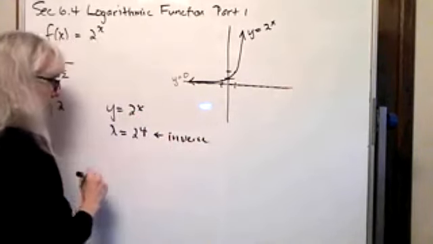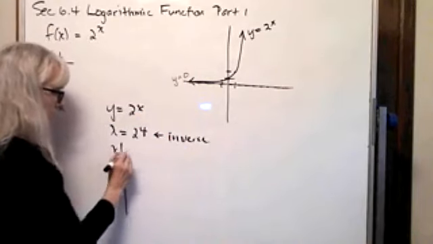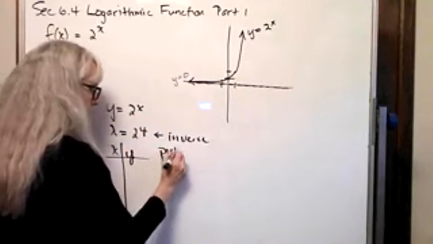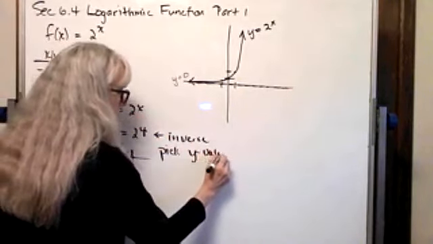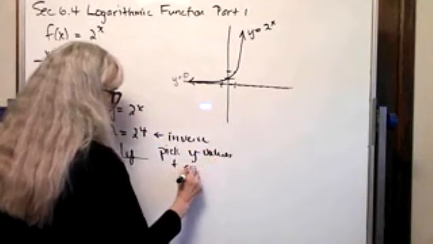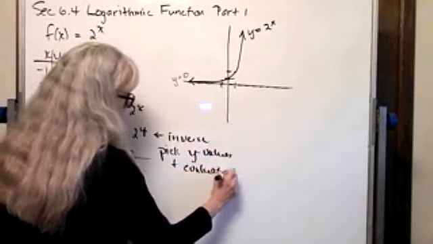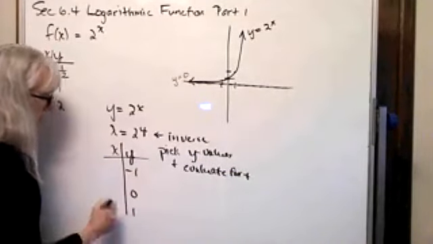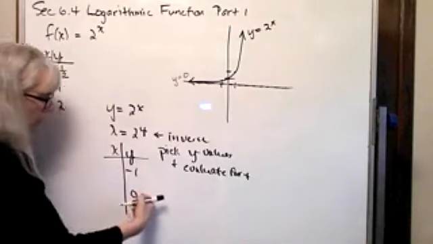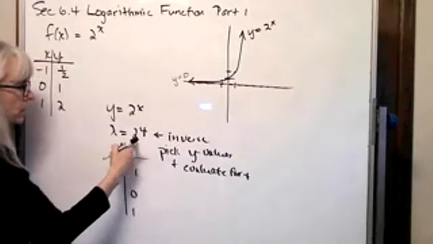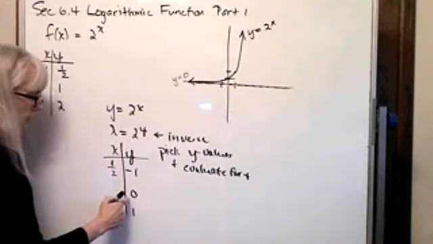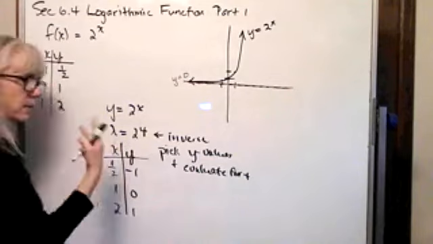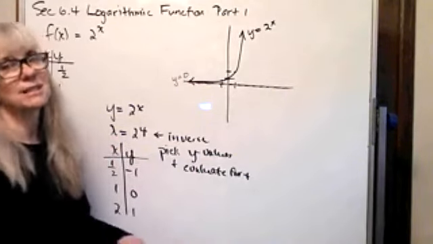At this point, it still looks like an exponential function. Let's go graph it. To graph it, this time we're going to pick the y values and evaluate for x. I'm going to use the same numbers, but this time put them in the y column. So when I plug in -1, 2 to the -1 is a half. 2 to the 0 power is 1, and 2 to the first power is 2. So we get the same exact numbers, but they now switch places, which we're expecting because it's the inverse function.